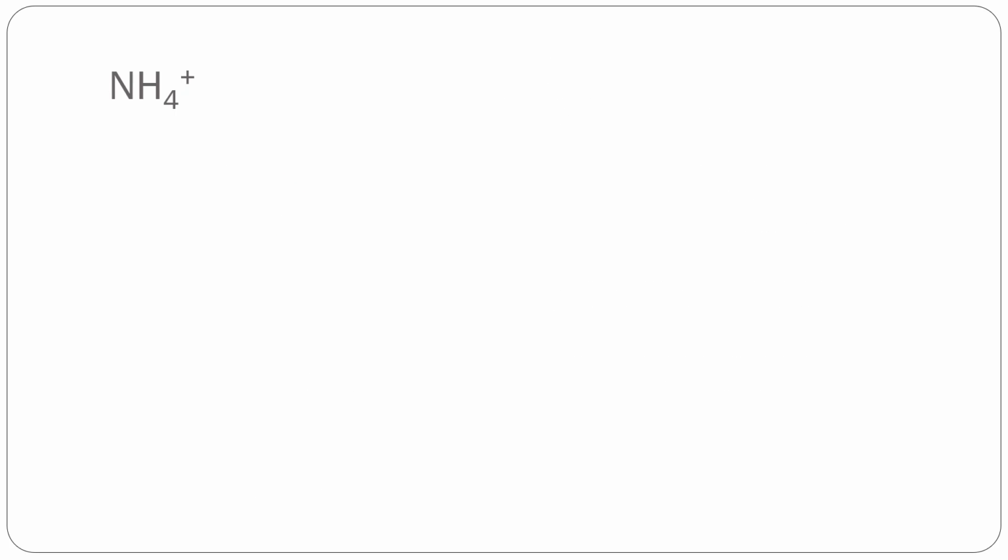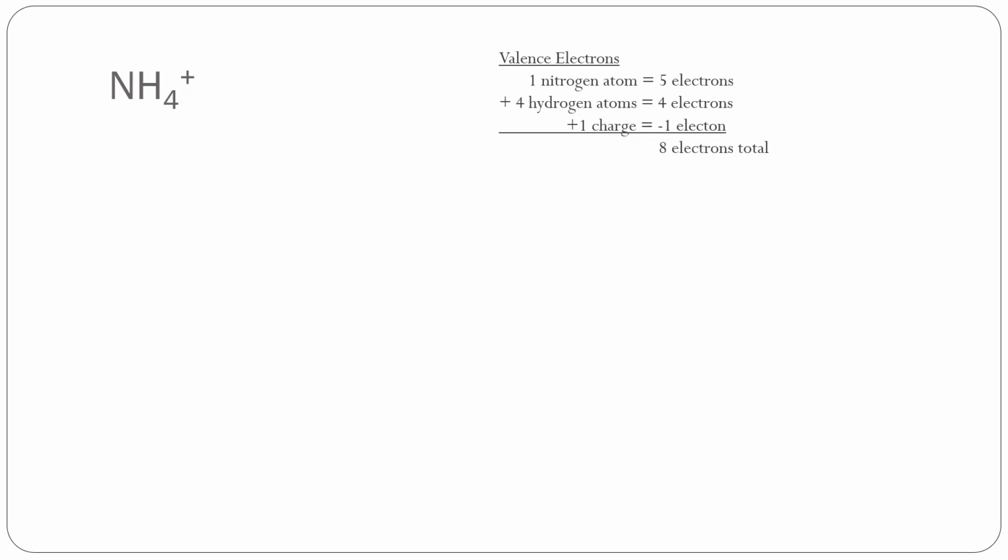Let's next do an example of an ion. Here we'll do ammonium, NH4+. We'll count the total valence electrons. One nitrogen atom has 5 electrons, and 4 hydrogen atoms have 4 electrons. The total is 9. However, this is a cation, and there's a net positive charge. That means 1 electron has been lost. So from the 9 total electrons, we'll subtract 1, and that will give us a total of 8.